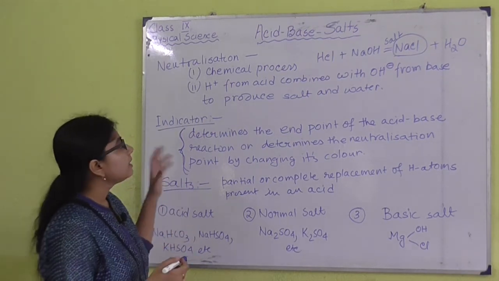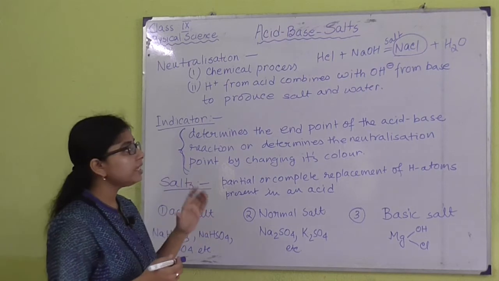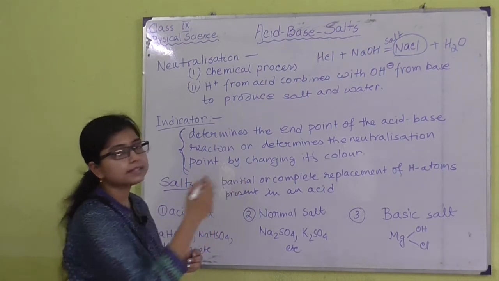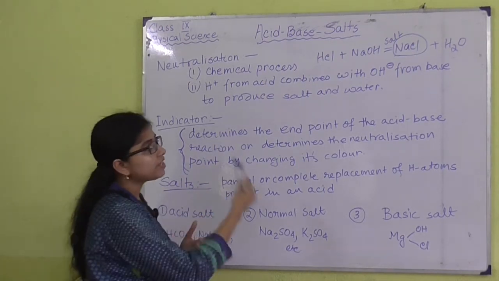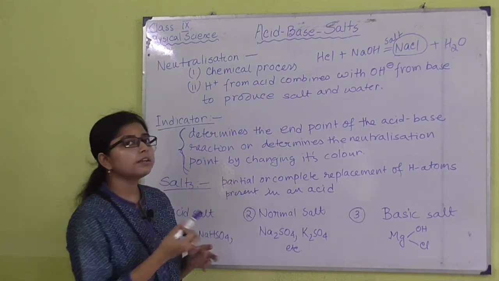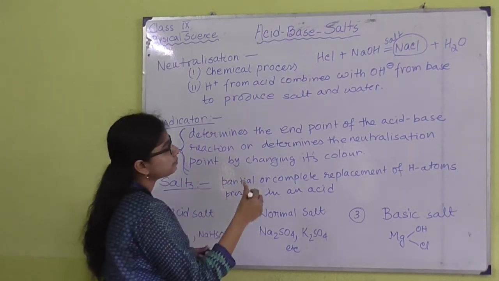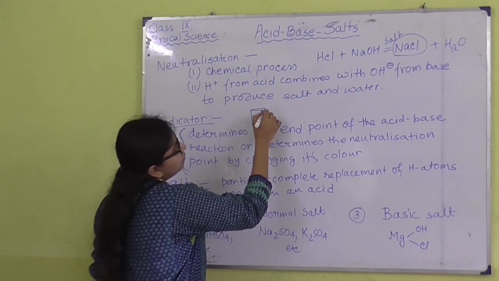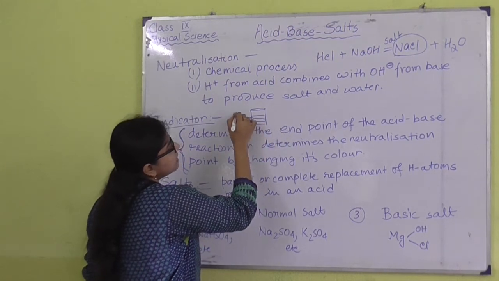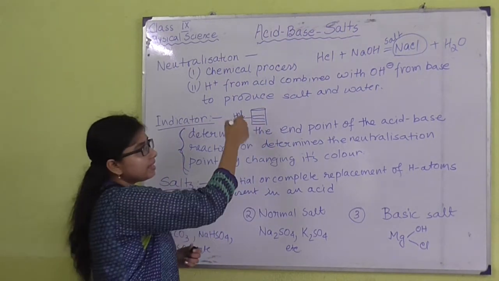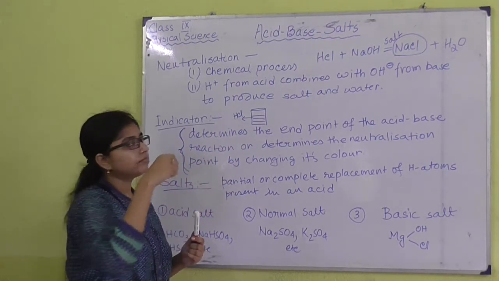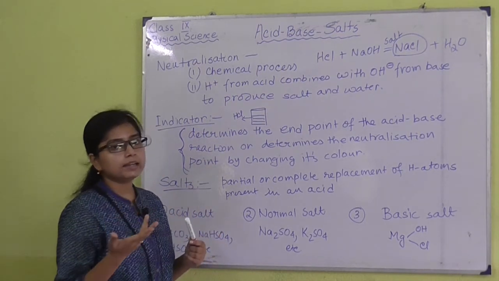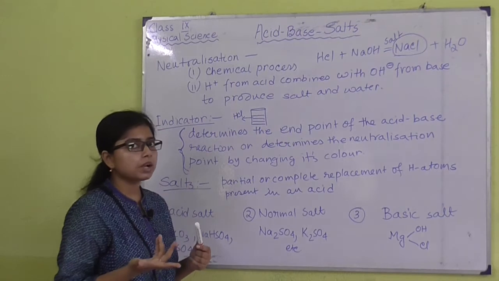So I am repeating again that indicator is such a complex which can actually determine the end point or the neutralization point of an acid base reaction. Okay, and how? By changing its color. Now if I consider a very common example, suppose we have a beaker, and within this beaker I have HCl. Okay, and within this HCl I have given 2 drops of phenolphthalein. Phenolphthalein I know is colorless, and within acid medium it is also colorless.